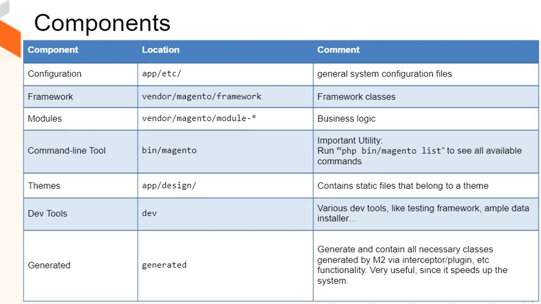Command line tool is a small but critical part of Magento 2. It is a bin Magento script that allows you to do a host of different things, like cleaning the cache, generating static content, and telling Magento to execute database upgrades.